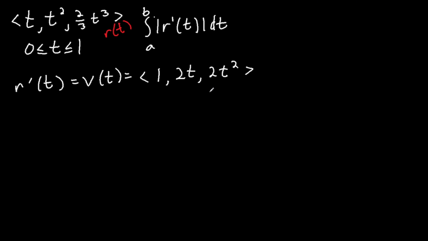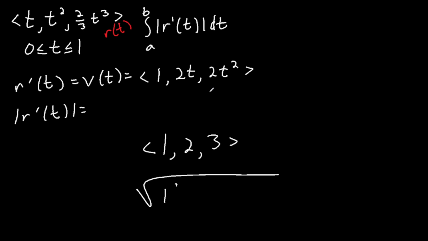So, what do you do here? Well, the next part is finding the magnitude of r prime of t. How do you find the magnitude? You square all the components of a vector. So if you wanted to find the magnitude of this vector, you find the square root of the sum of all the squares of the components inside the vector. So 1 to the power of 2, 2 to the power of 2, 3 to the power of 2 here.